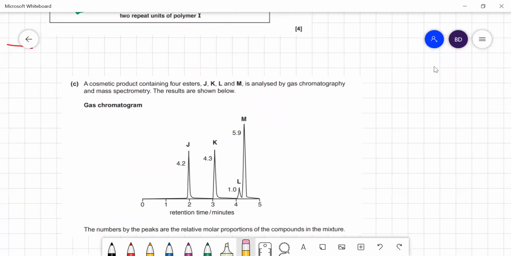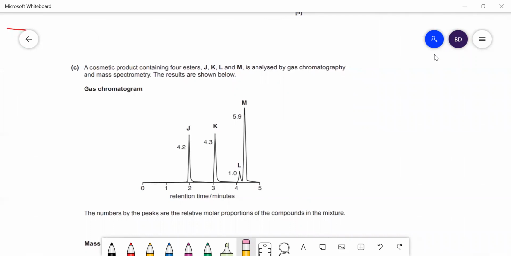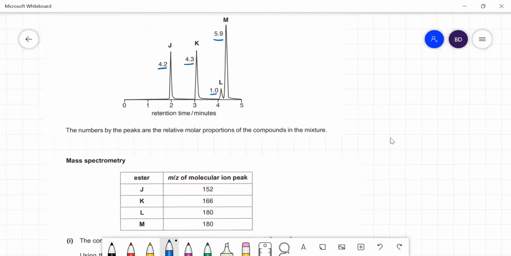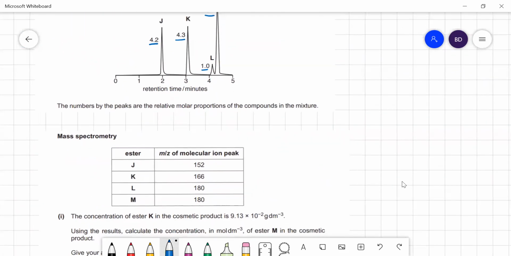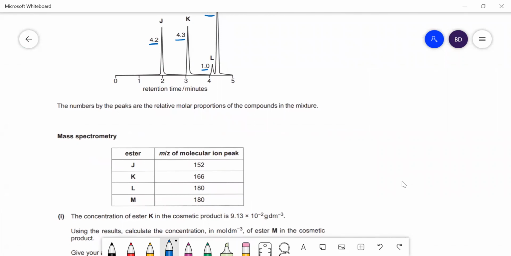Okay, right, a cosmetic product containing 4 esters is analyzed by gas chromatography and mass spec. The results are shown below. Okay, here's the retention times along the bottom, and there's the peaks. So the area under the peak is proportional to the number of moles, and they worked out the areas under the peak, so they are these numbers here. So 4.2 moles of that to 4.3 of that to 1 of that to 5.9 of that. The m/z of the molecular ion peak is equivalent to the Mr of the ester.